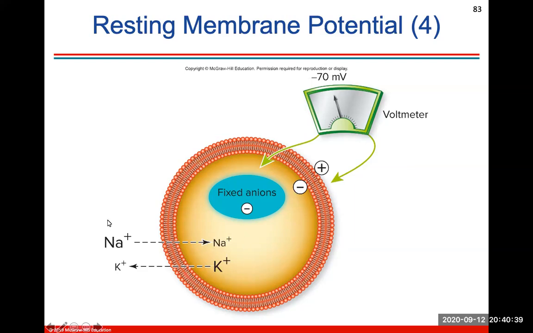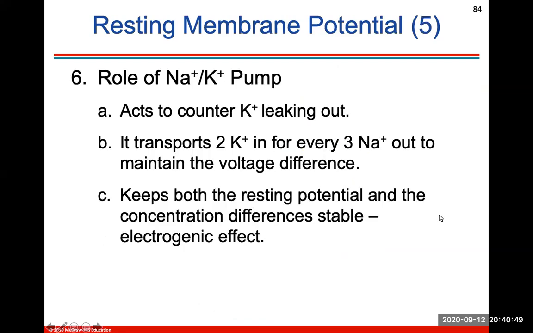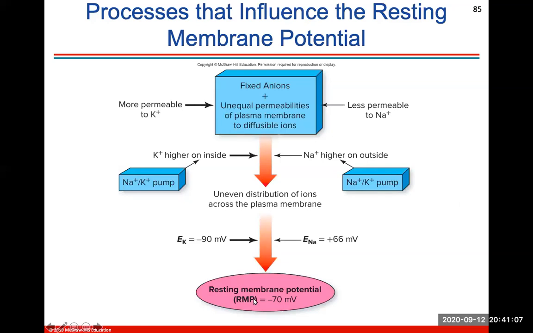Sodium is more concentrated outside of the cell, and potassium is more concentrated inside the cell. And we'll learn about in the nervous system what will happen as sodium and potassium move into and out of the cell. Again, the role of the sodium-potassium pump acts to counter potassium that are always leaking out. It'll transport 2 potassium in for every 3 sodium out to try to maintain that -70 resting membrane potential. And you should know this. The resting membrane potential, RMP, is -70 millivolts, and the sodium-potassium pump tries to maintain that.